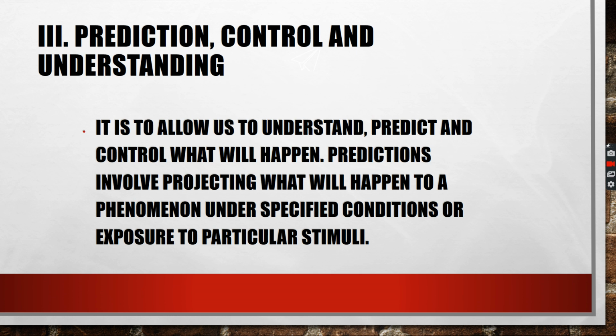Third, prediction, control, and understanding. Theories allow us to understand, predict, and control what will happen. Certain theories you may want to use to understand why something happens. Maybe, for instance, in the 2018 elections, by going through the socio-economic context, there were a lot of nationwide scandals going on. The cost of living was increasing and so on and so forth, which caused the fall of the 60-year-old Barisan Nasional regime. Theories allow you to understand, and they also allow you to predict what will happen.